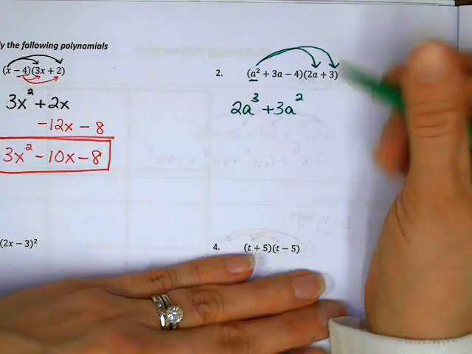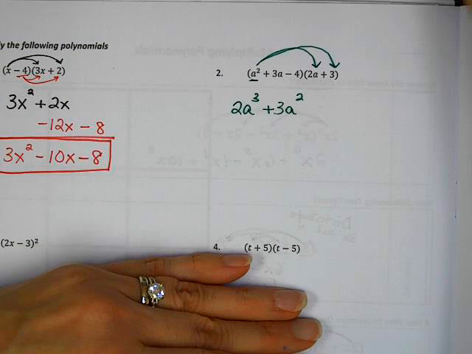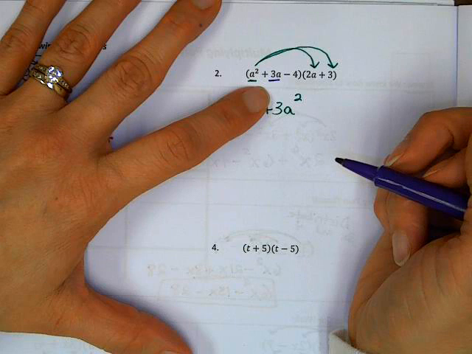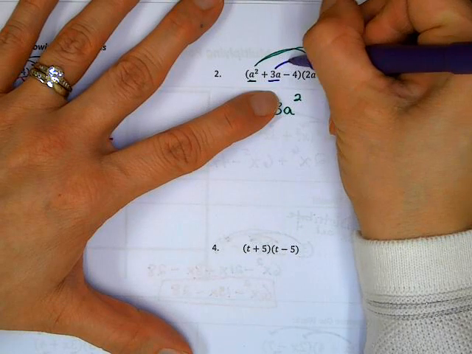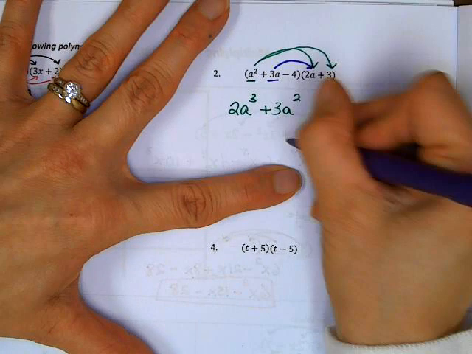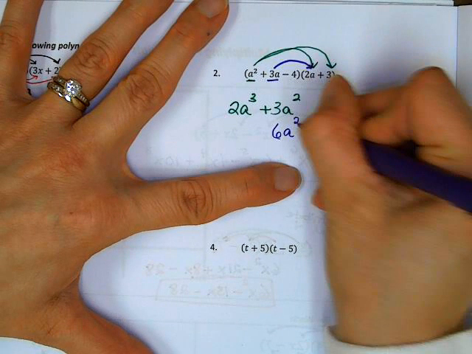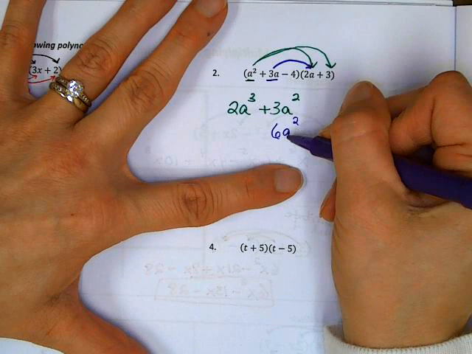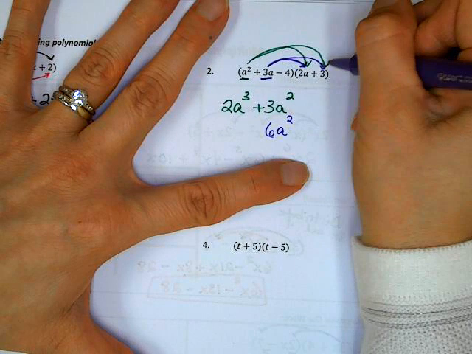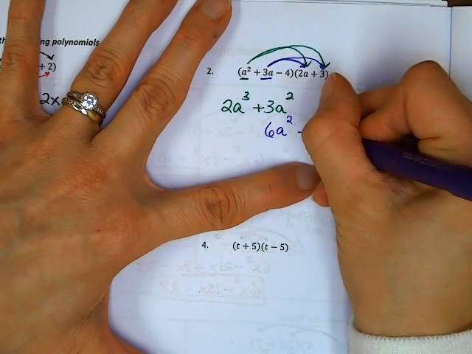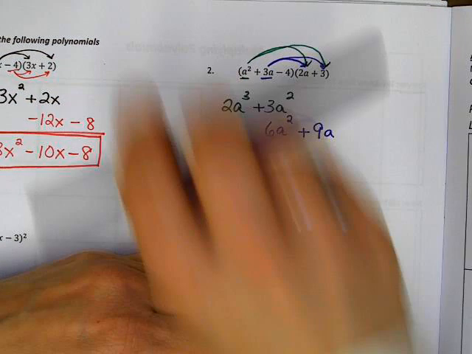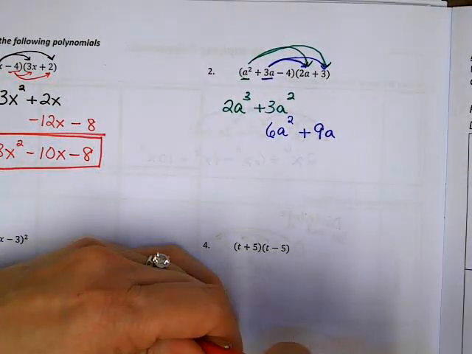+3a squared. Okay, I'm going to switch pens to a different color, and now I'm going to distribute the +3a. So a positive times a positive is 6, and that's going to be a squared. So I'm going to put it in the squared column. Squareds under squareds, not under cubics. +3a times +3 is 9a, so plus 9a. So there's the a column.